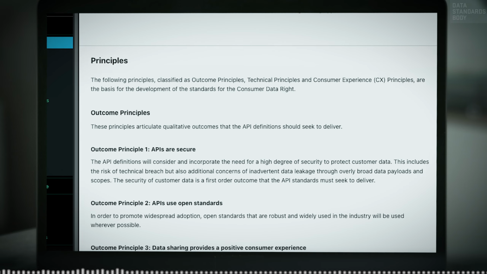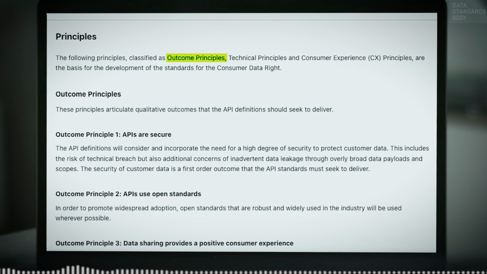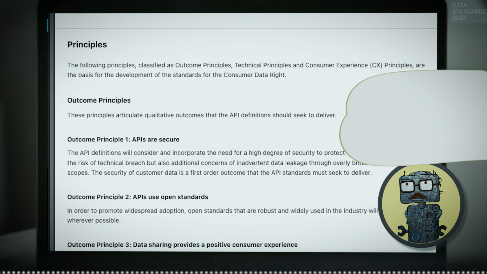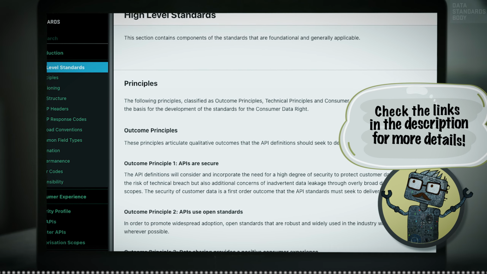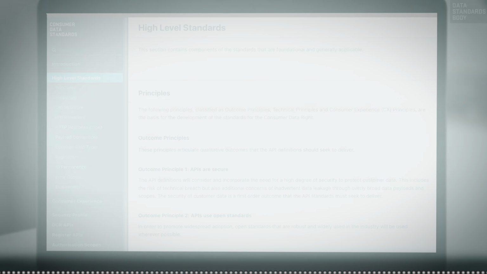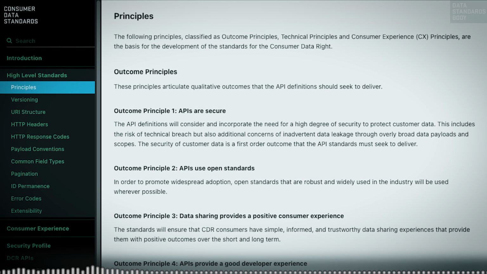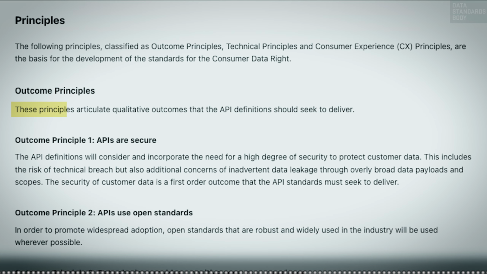The following principles, classified as outcome principles, technical principles, and consumer experience (CX) principles, are the basis for the development of the standards for the consumer data right. Outcome principles. These principles articulate qualitative outcomes that the API definitions should seek to deliver.